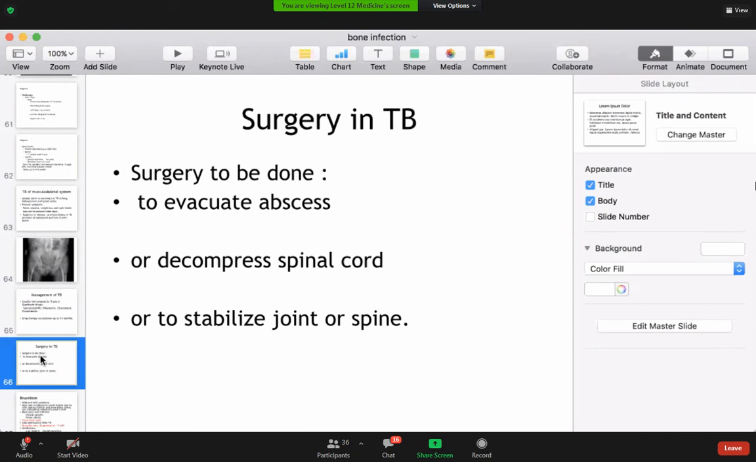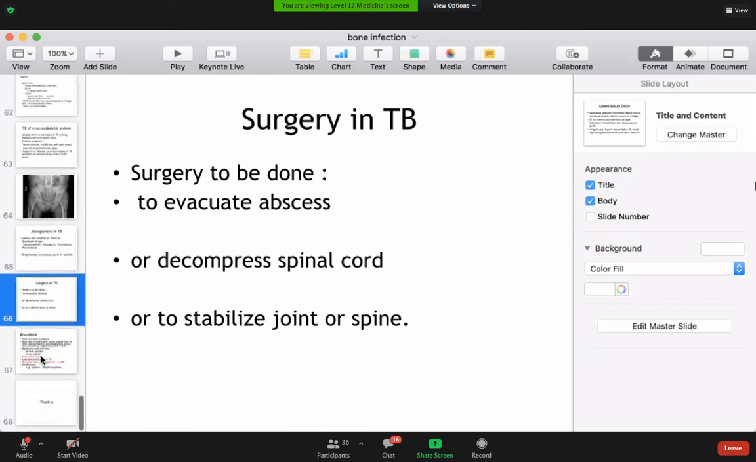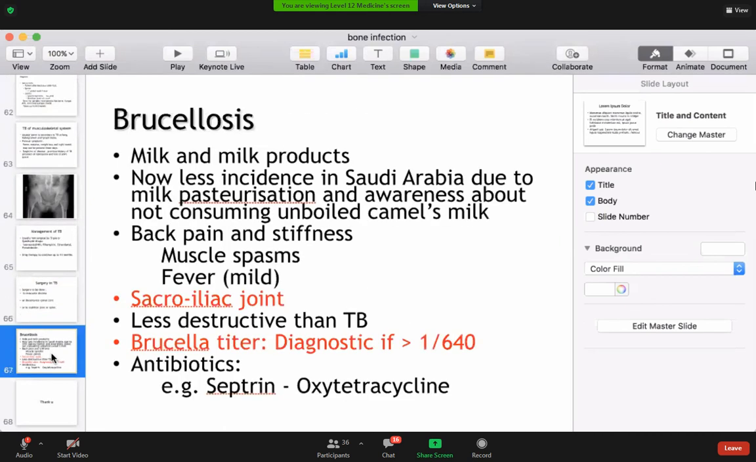Surgery in TB is only done when you have abscess or to decompress spinal cord, or if there is instability of the joint or the spine.